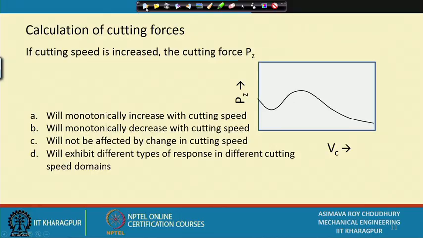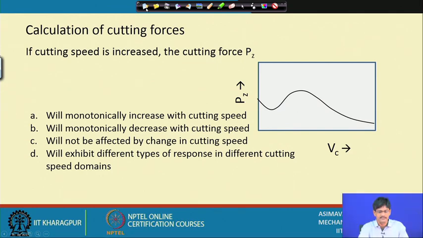From the point of view of higher strain rates, we will have higher forces, and from the point of view of higher temperatures attained, we will have softening of the work material leading to lower forces. Ultimately we can see here that the softening of the material is dominating. So, the answer is that it will exhibit different types of response in different cutting domains. This one is correct. Now, let us move on to other questions.